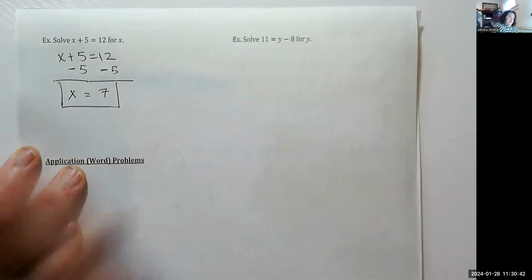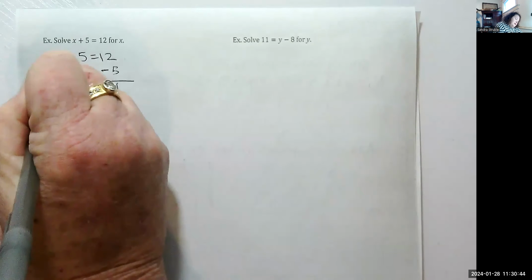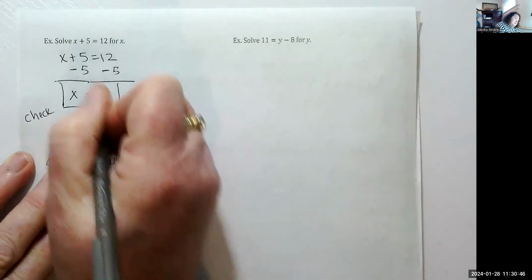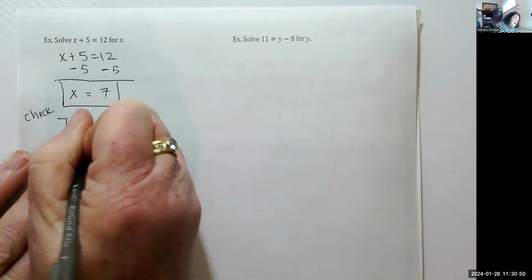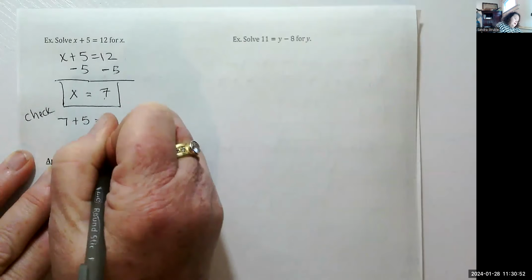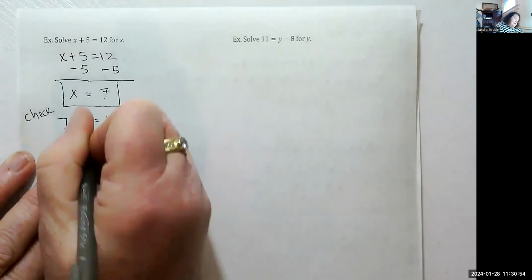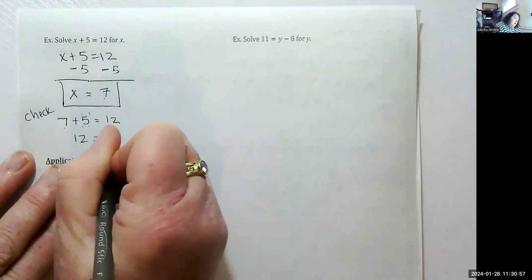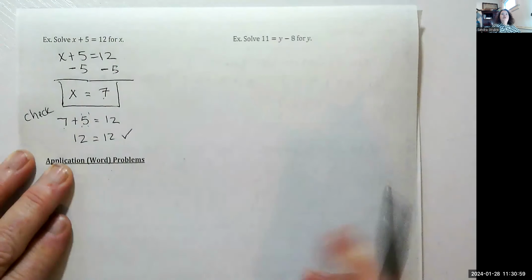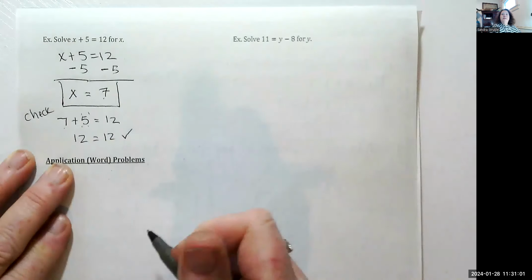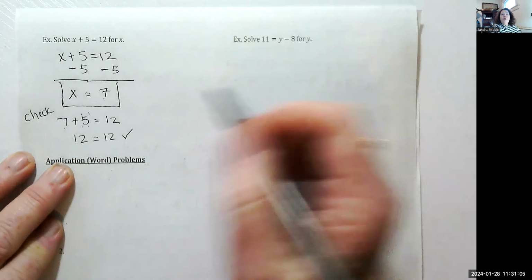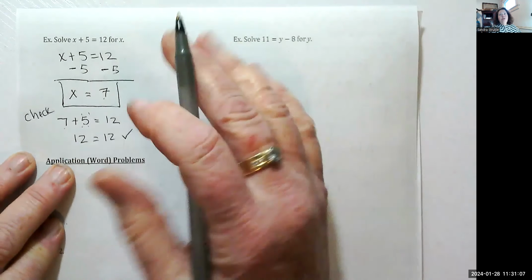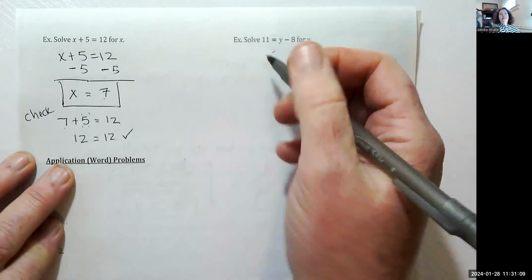I can check this. Let's check just to make sure. That means I should be able to plug 7 in for x plus 5, and it should equal 12. 7, 8, 9, 10, 11, 12, equal to 12. It checks out. So x equals 7 is correct. It's a good idea to get comfortable checking your answers just to cover yourself, just to be safe.